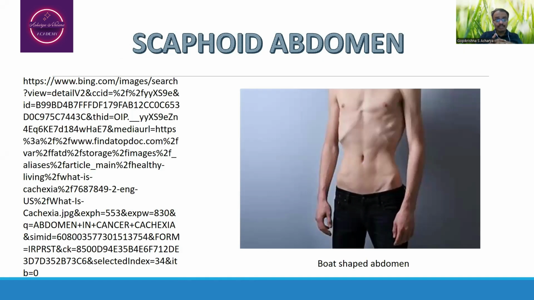The other one is the scaphoid shaped abdomen or boat shaped abdomen. When you think about chest and abdomen, the abdomen will be on the concave side, so it will look just like a boat. This is specifically seen in those having severe malnutrition, for example in cancer cachexia, or when the person is suffering from anorexia nervosa, or from chronic abdominal disturbances. On those occasions there may be a possibility of a scaphoid abdomen.